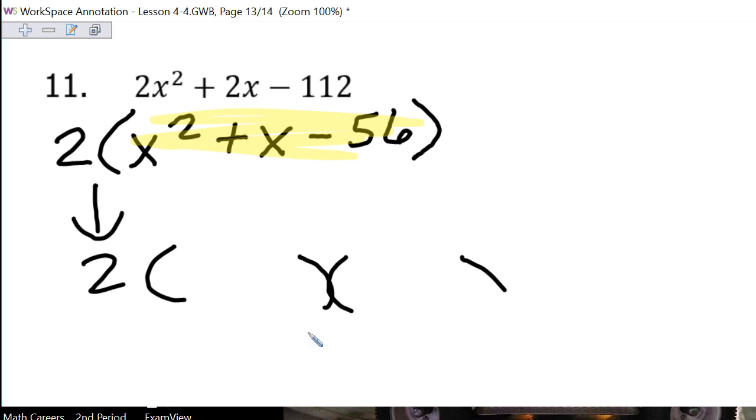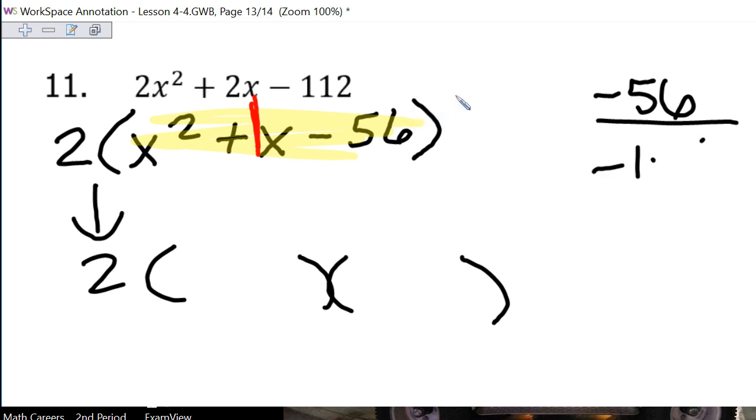I want to find two numbers that multiply to what? Negative 56. And they have to add up to the number in the middle. What number is in front of this x? 1. Now, if they have to add up to 1, that means they're going to be side by side on the number line. You'll see what I mean in just a second. When I list my factors for negative 56, one of them has to be a negative. So I could have negative 1 times 56. I could have negative 2 times 28.